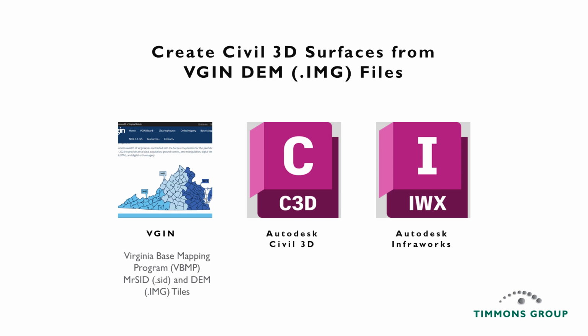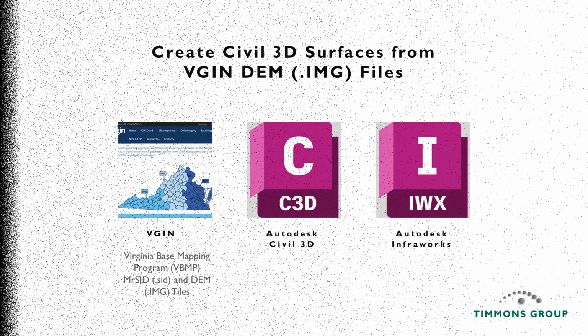Okay, so in this tutorial we're going to convert VGen DEM IMG files to usable Civil 3D topo data. We're going to use Civil 3D and Autodesk Infraworks, and we're going to download the VGen data from the website.